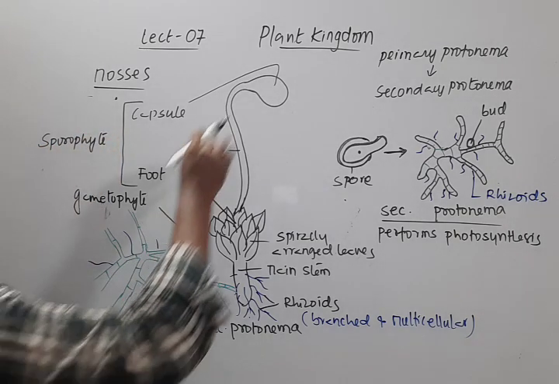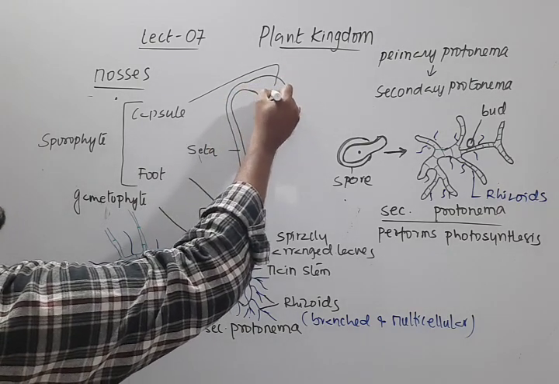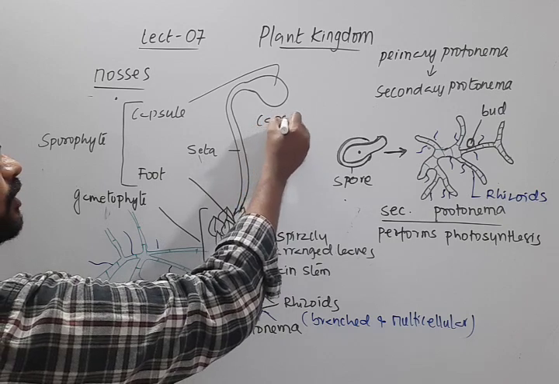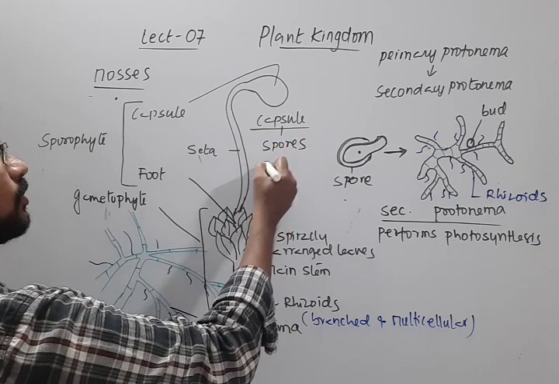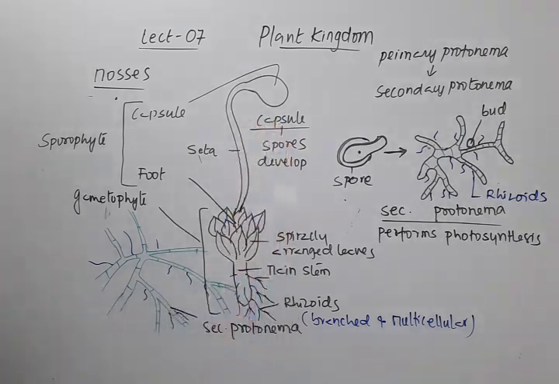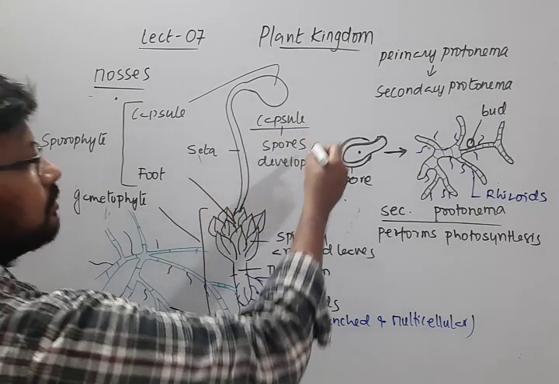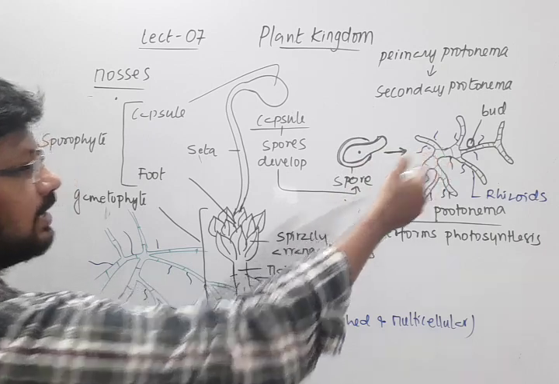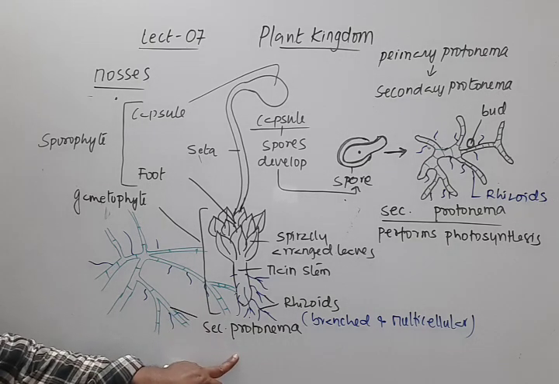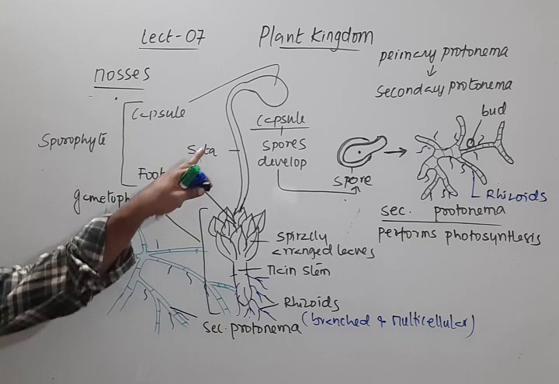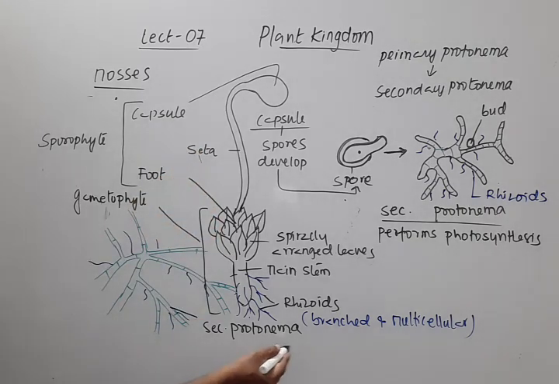Okay, so inside this capsule the spore formation takes place. Already I have told you in the liverwort. So in the capsule, spores develop, and once the spores are developed, they are released, and those spores will again germinate and develop into primary protonema, that later develops into secondary protonema. The buds that develop on the secondary protonema will give rise to the leafy stage. So this is the leafy stage that develops on the secondary protonema.